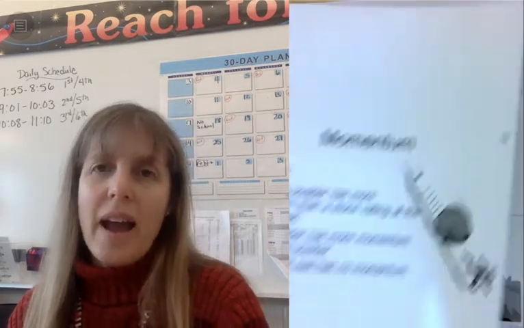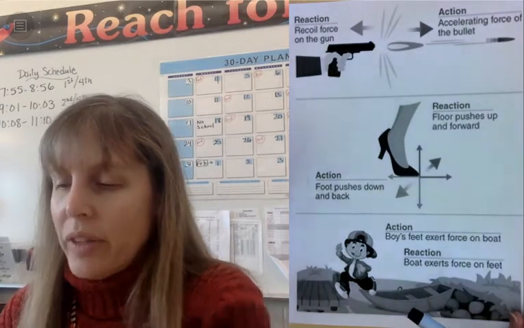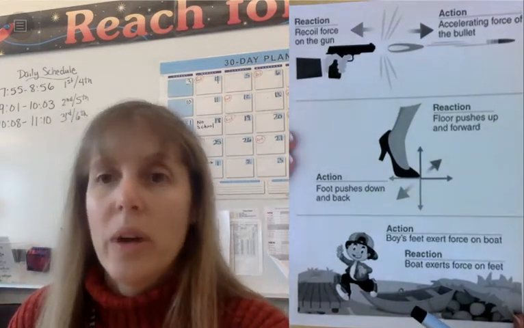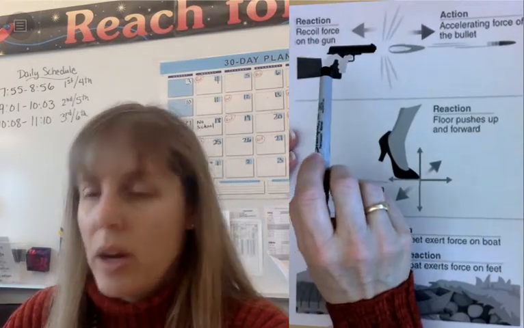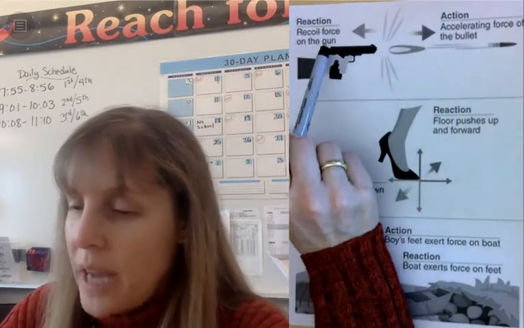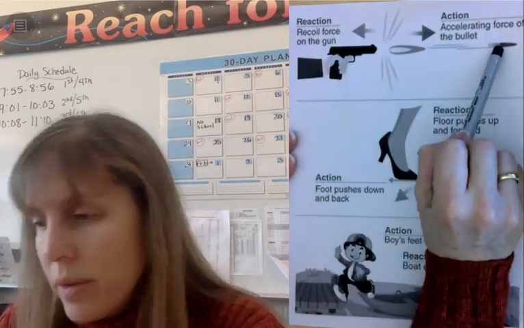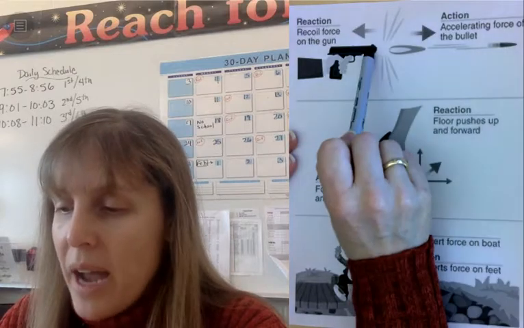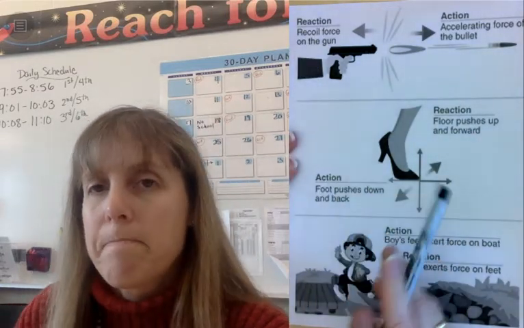Now let's look at action and reaction forces, because the third law also says that for every force, there's an equal and opposite force applied, right? So let's talk about a gun. The action of a gun is accelerating the force of the bullet. It's making the bullet go. But the reaction force is that the gun recoils and comes back, okay?